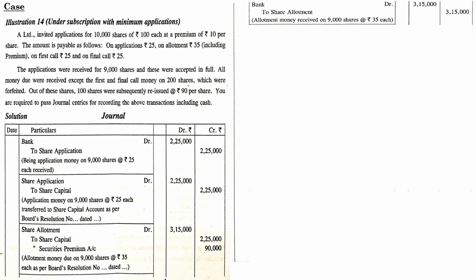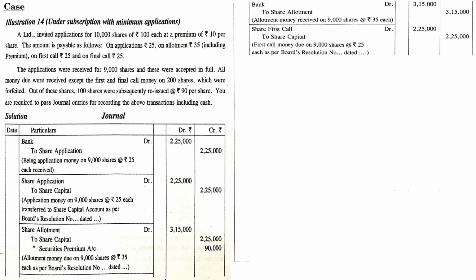Next you need to pass a journal entry for the next installment, that is the call money. Share first call account up to share capital. Here the first call amount is 25, just like the application amount. Here the first call is also the same, no adjustment with regard to first call. So the amount is 2,25,000, that is 9,000 into 25. First call money due on 9,000 shares at rupees 25 as per the details given in the question.